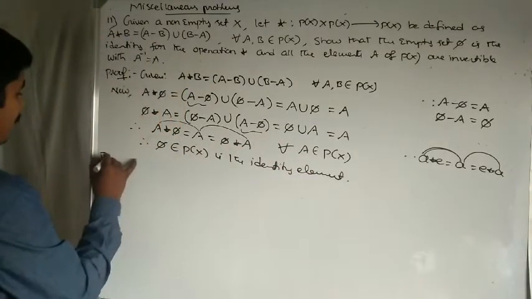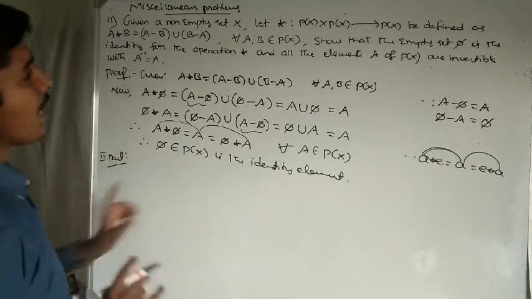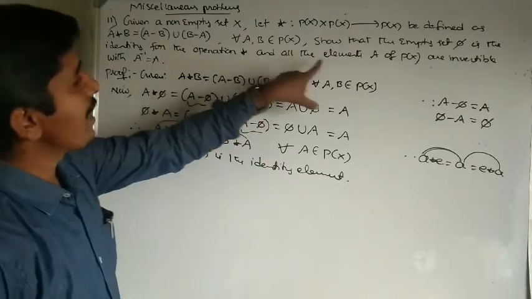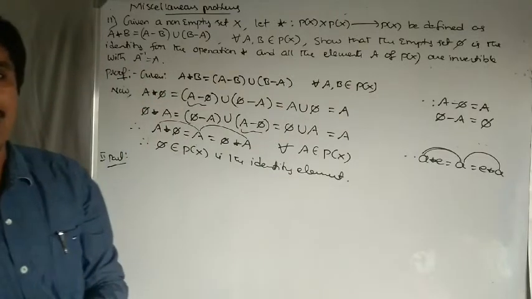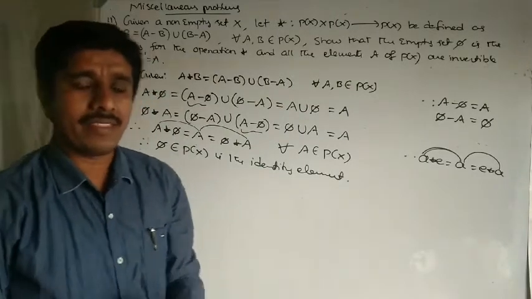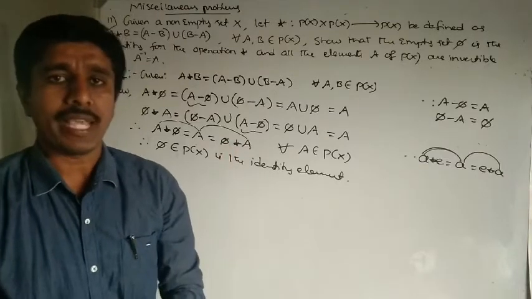Now the second part: show that all the elements A of P of X are invertible with A inverse equal to A. First I am writing the invertible definition and then I am going to prove A inverse equal to A.